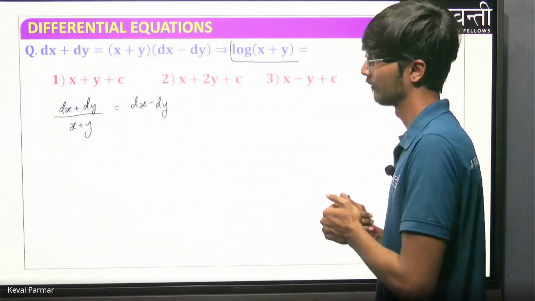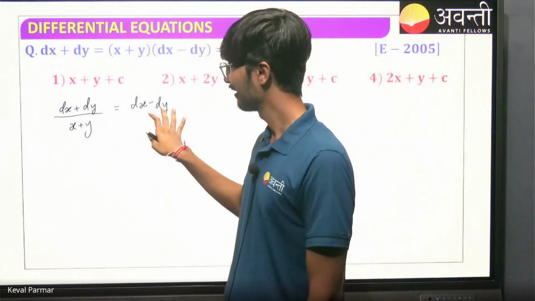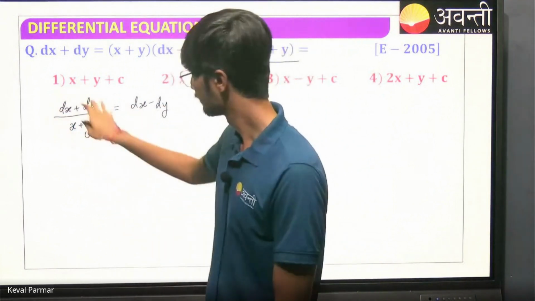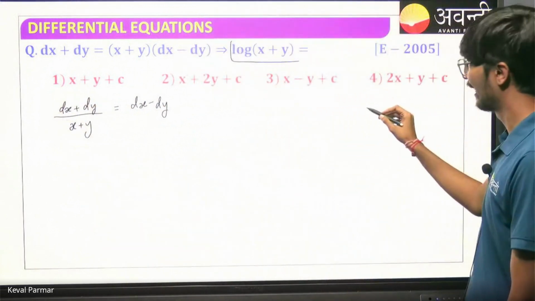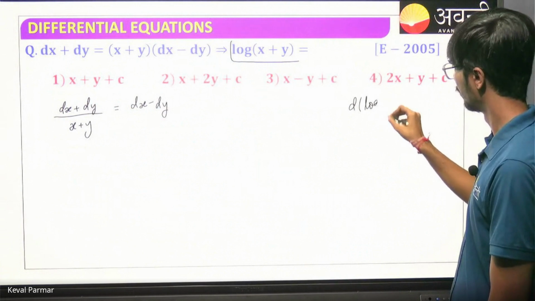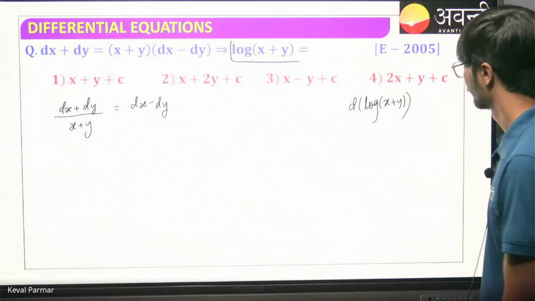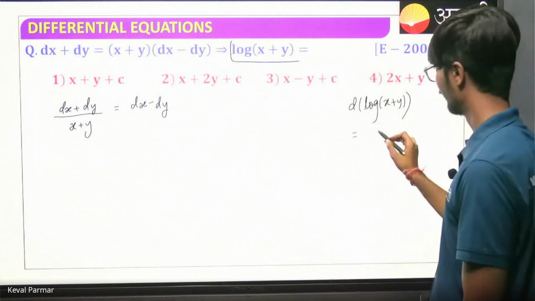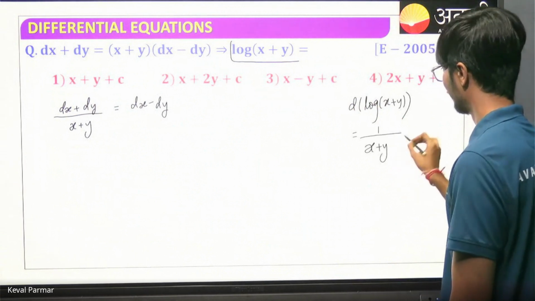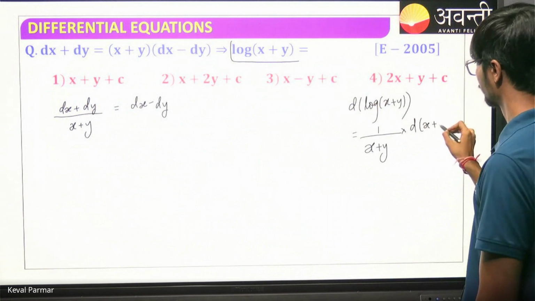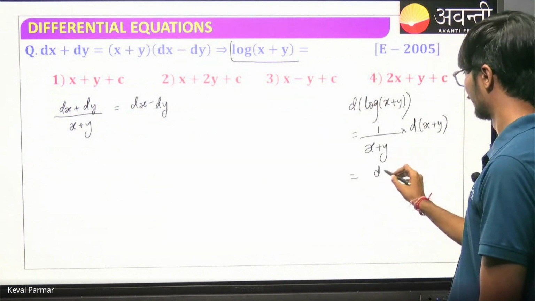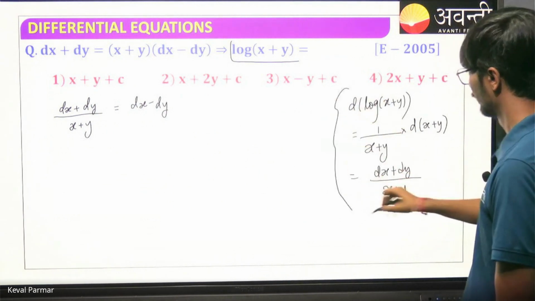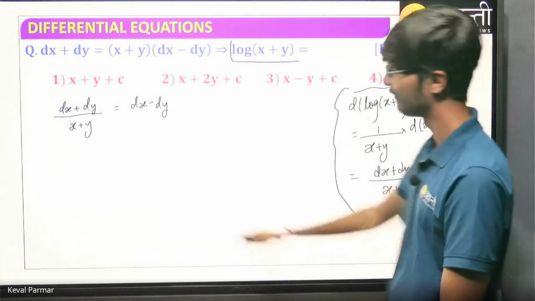Clear till here? Now, these dx and dy are happy. Why? Because they have 1. 1 का तो integration x या तो y होगा ना. But here, let us adjust this. So suppose I find derivative of log x plus y. Log x का derivative 1 by x plus y, and by chain rule into derivative of x plus y. So I'll get ऊपर dx plus dy upon x plus y. So as you can see, this is my RHS, dx plus dy upon x plus y.